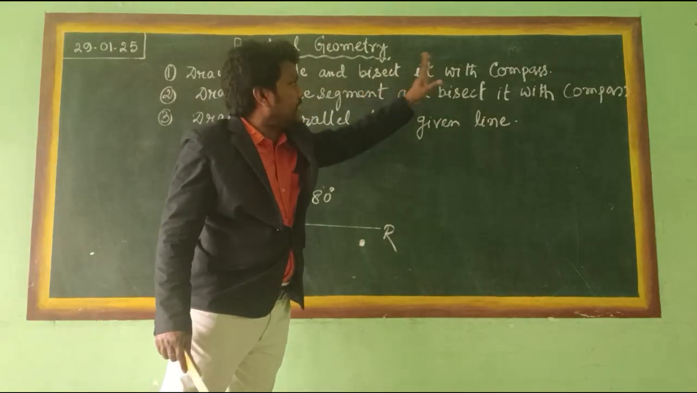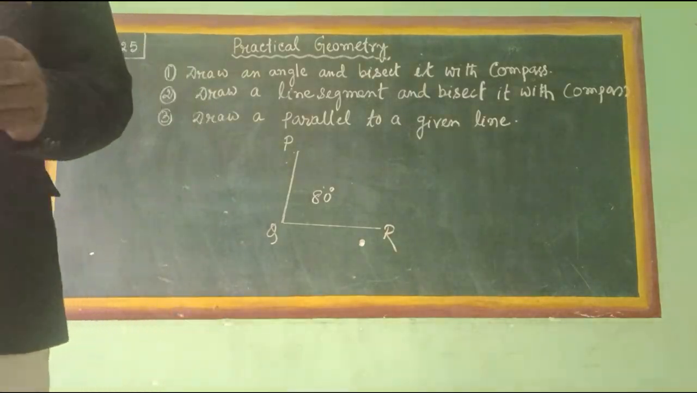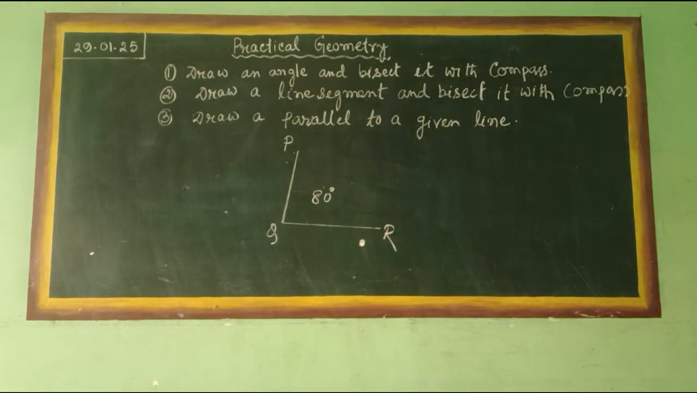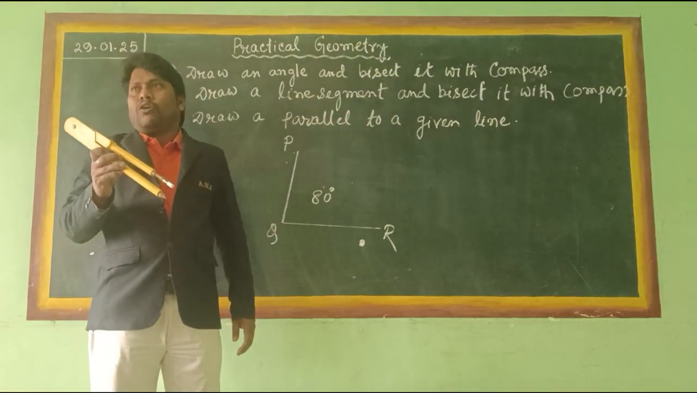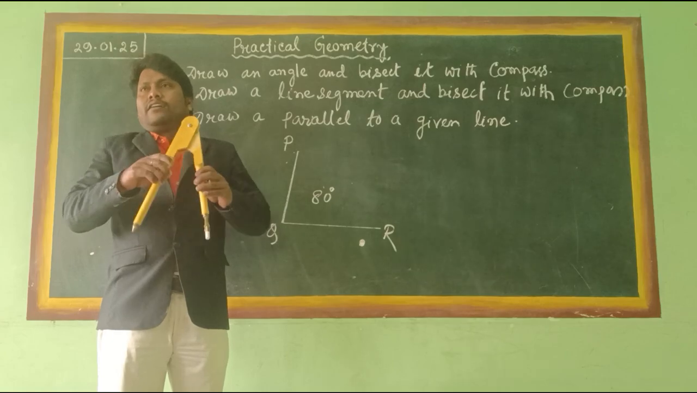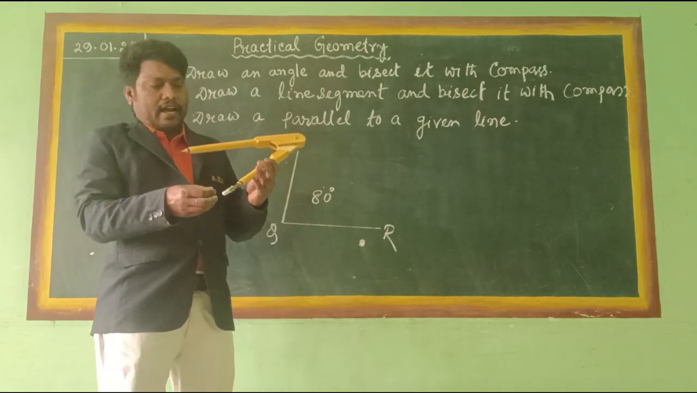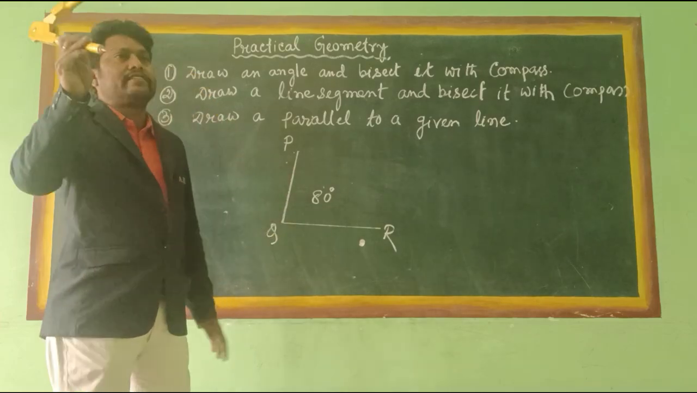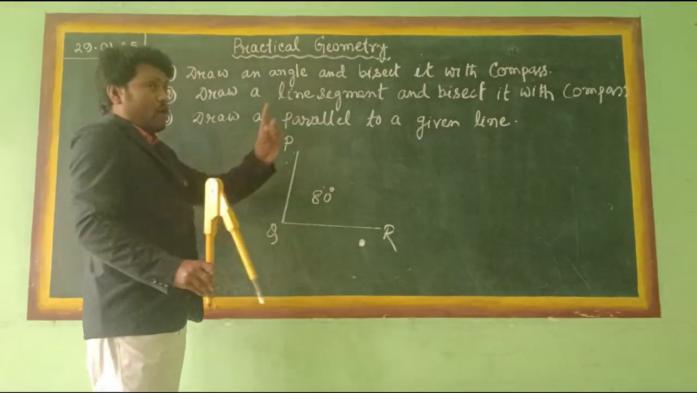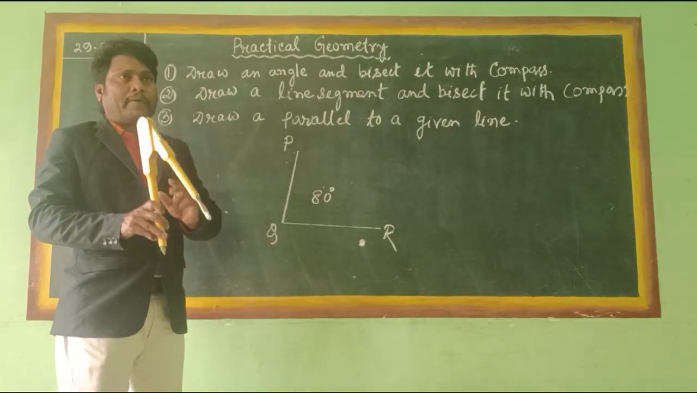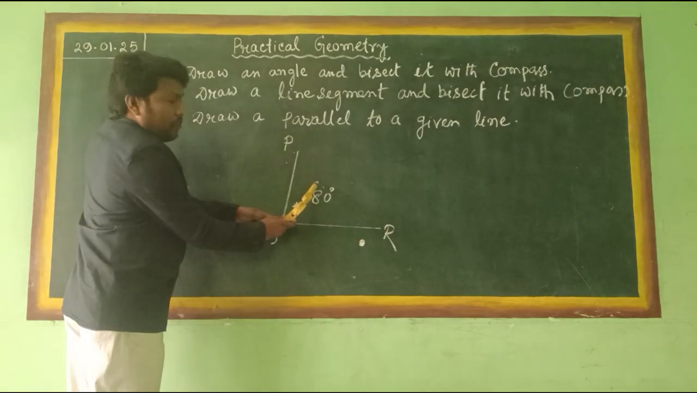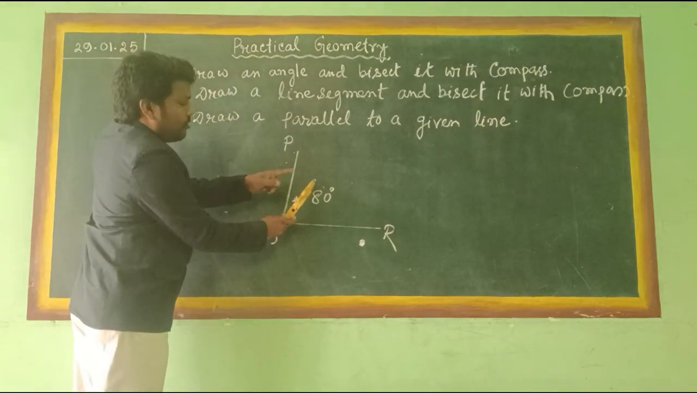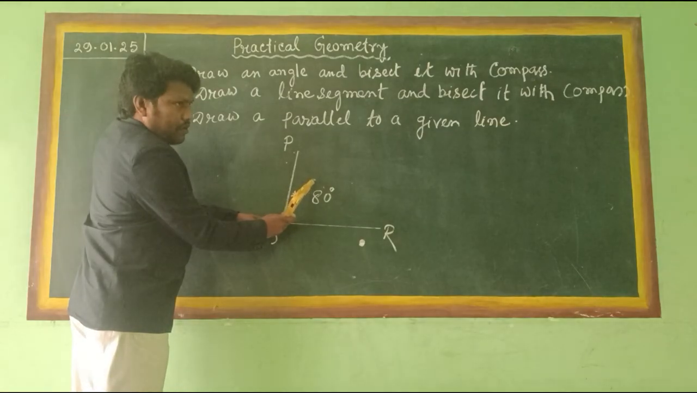But what is the next? Bisect it with compass. Now I will bisect the angle with the compass. This is called a compass or pencil compass. I have no other pencil, I am only using this pencil. What is the procedure to bisect the angle with compass? Place the needle on the vertex. This is called the vertex, Q vertex. So place the needle of the compass on the vertex.